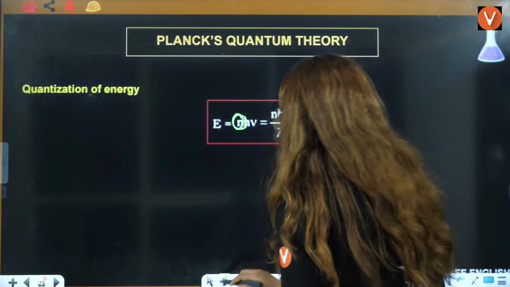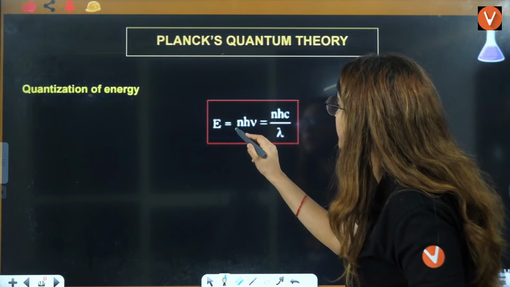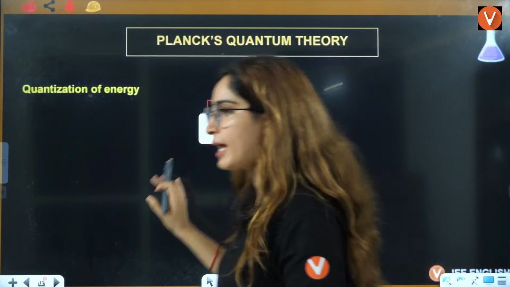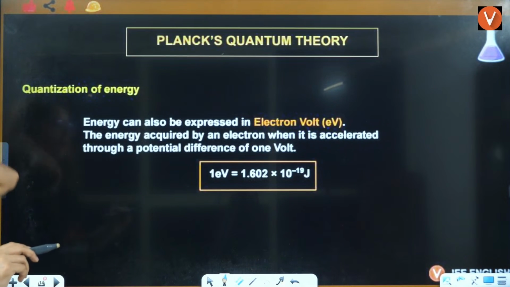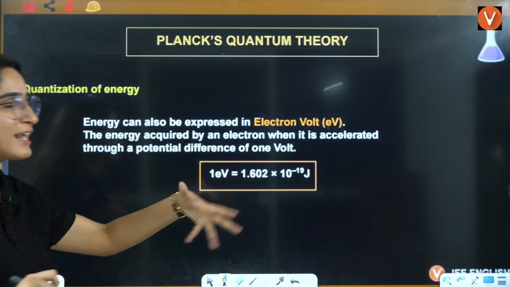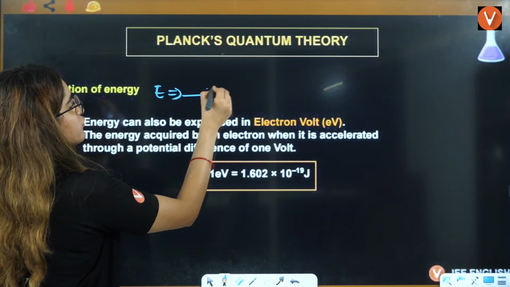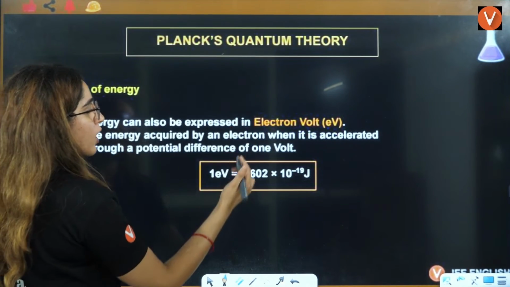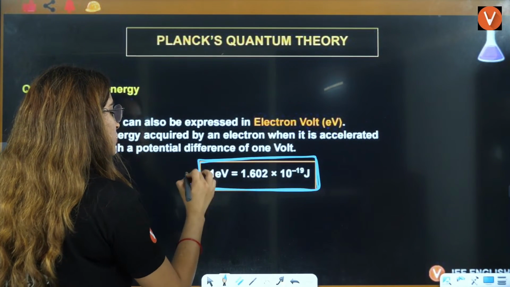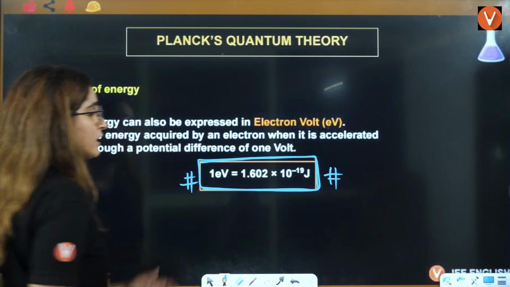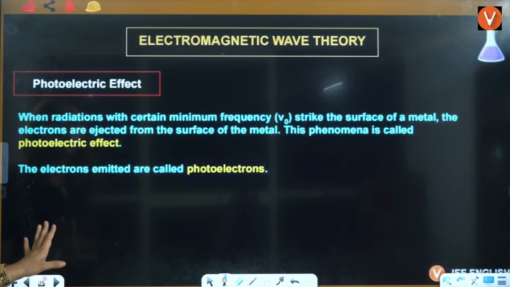So if you have n number of quanta, this will become nhν. Now we are going to talk about another thing: if you are solving this with energy in joules, then you have to convert it into electron volts. For that, you need to know this particular conversion, that 1 eV = 1.6 × 10^-19 joules. Right?